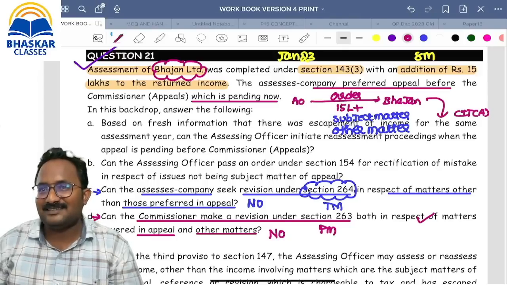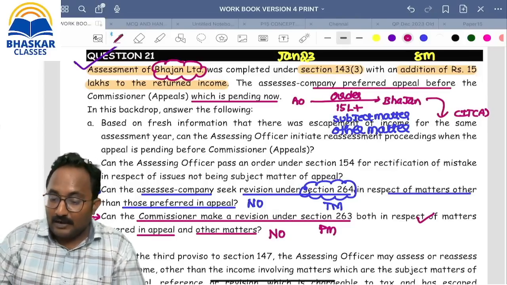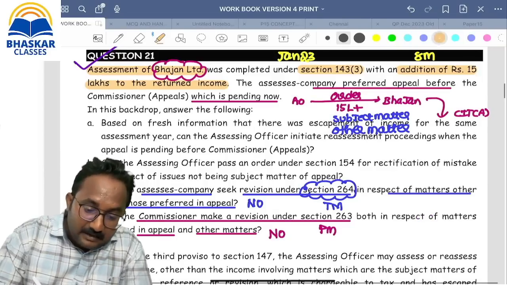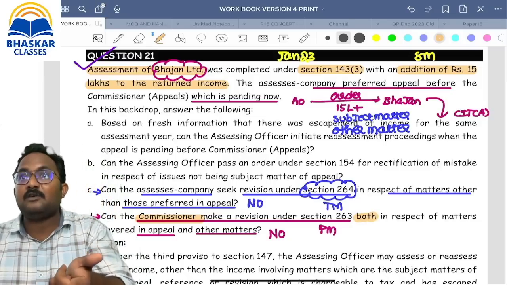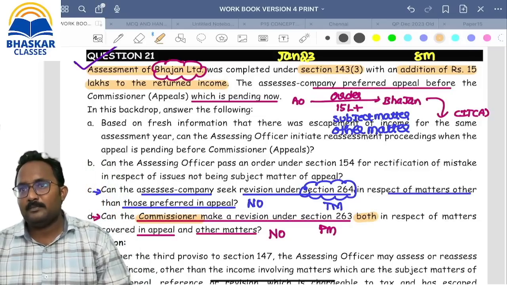That's why the answer is no. Why, ma? The CIT wants to revise both the matters. It is not possible. Only the other matters can be revised. Are you clear up to now?